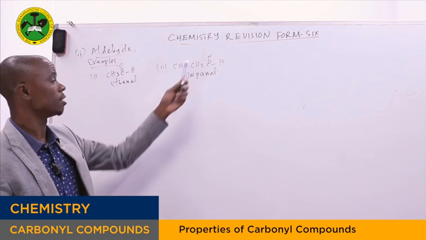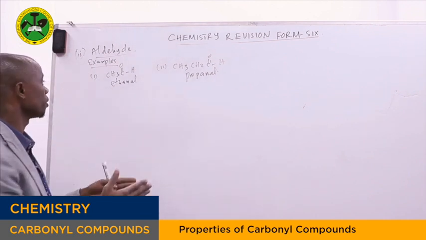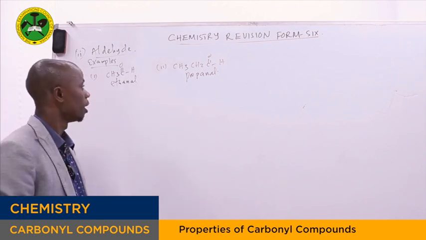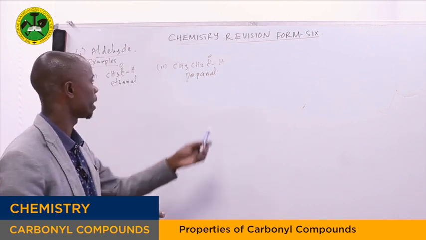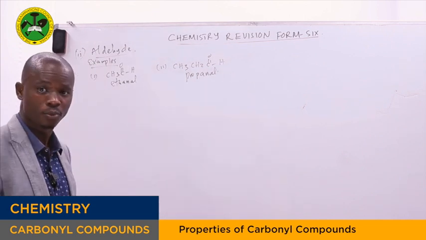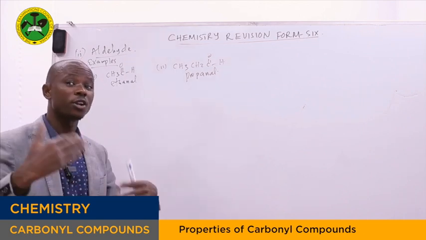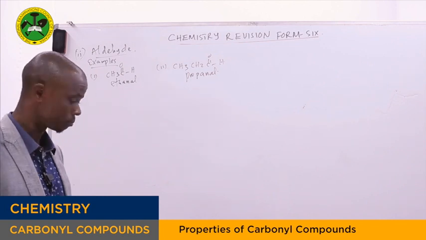So you can see the position of the carbonyl group. If I tell you to define it, you can simply say an aldehyde is an organic compound containing the carbonyl group bonded to at least one hydrogen atom, as you can see. So that is all about ketone and aldehyde as we are reviewing this particular part of our discussion today.